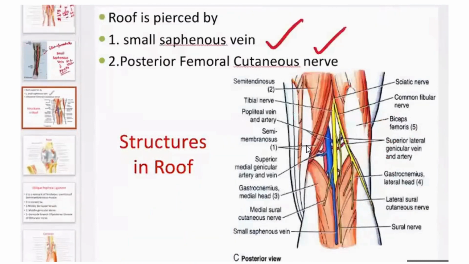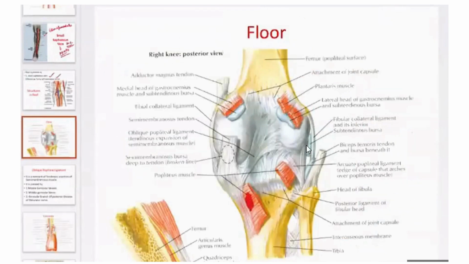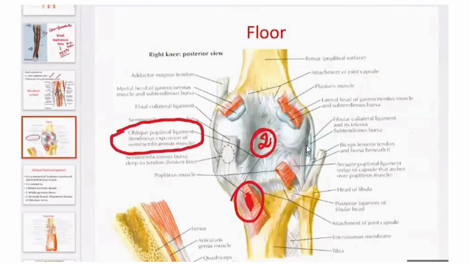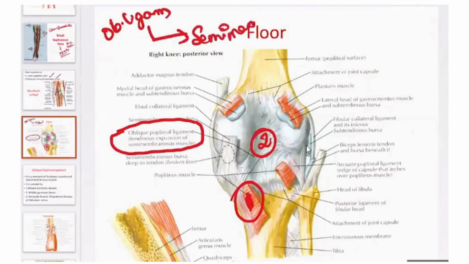And the floor is formed by the bone. Am I right? On the bone, you can see the popliteus muscle. There is one more ligament on the floor called the oblique popliteal ligament, which is nothing but the tendinous expansion given off by the tendon of semimembranosus. This you have to remember. Oblique popliteal ligament is an extension of what? Semimembranosus muscle, which is a muscle of the posterior compartment of the thigh.